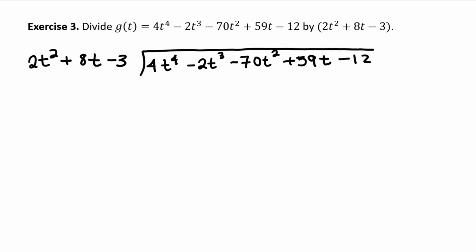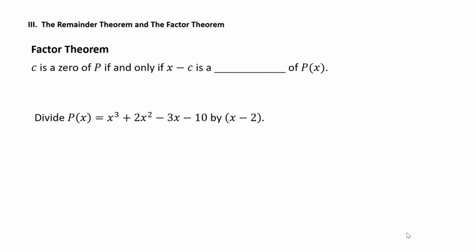Let's note that the divisor consists of 3 terms starting at t squared. So when we line this up with the dividend, we go 3 places in. We need to get rid of the 4t to the 4th. What factor can you multiply 2t squared by to get 4t to the 4th? We need a t squared and a 2. So let's multiply each term of the divisor 2t squared plus 8t minus 3 by 2t squared.